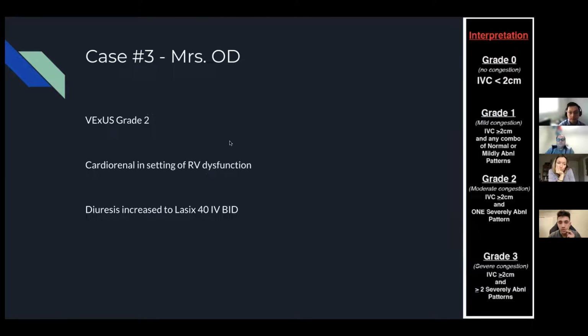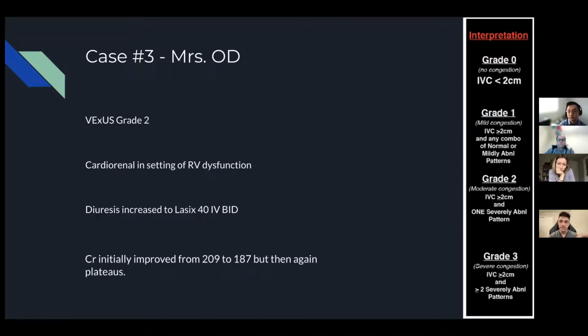Okay, so with those findings, she was a VExUS of grade 2. It was felt that she probably has cardiorenal in the setting of RV dysfunction, and her diuresis was increased at this time to 40 IV BID to see if that would help her. A couple of days later, her creatinine improved initially from 209 to 187, but then again plateaus.